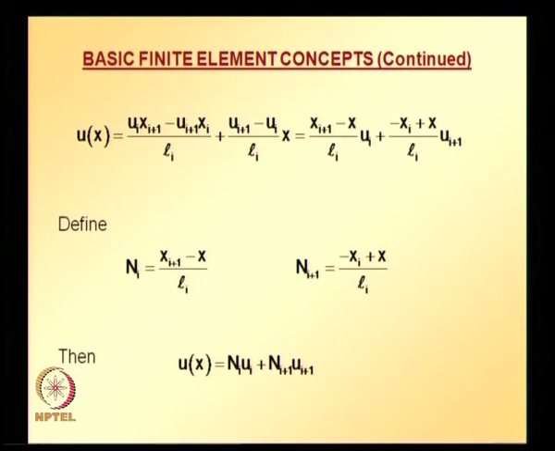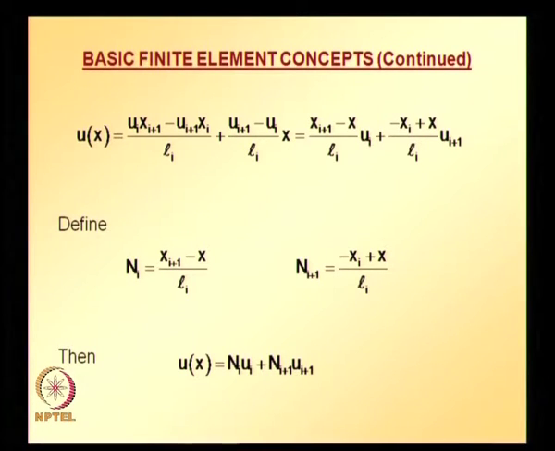So, the sum of shape functions should be equal to 1, and also if you take the derivative of Ni with respect to x and the derivative of Ni plus 1 with respect to x, and add these two derivatives, that will be equal to 0. The sum of derivatives of shape functions is equal to 0. These are what are called consistency conditions, which we will be using at a later stage.